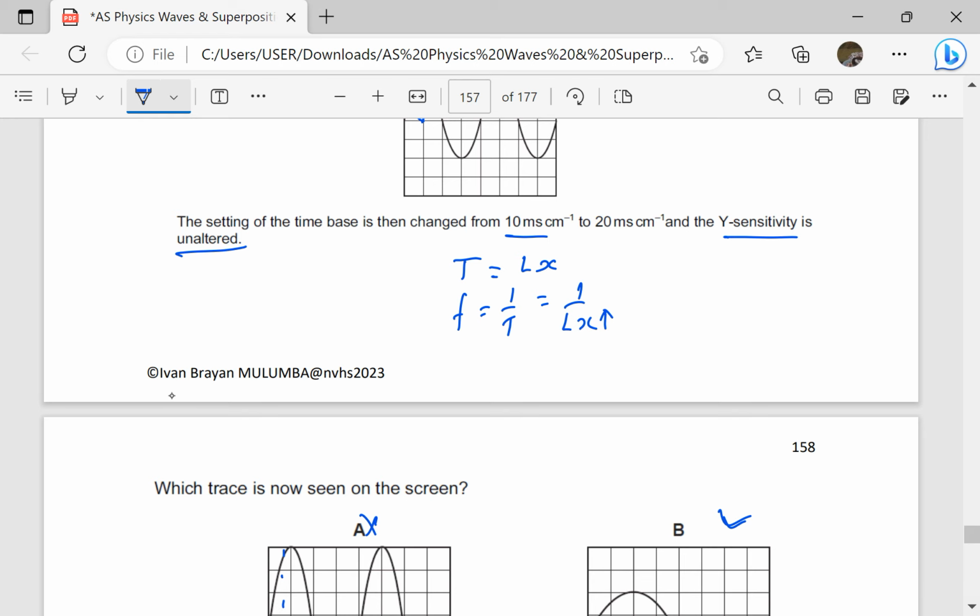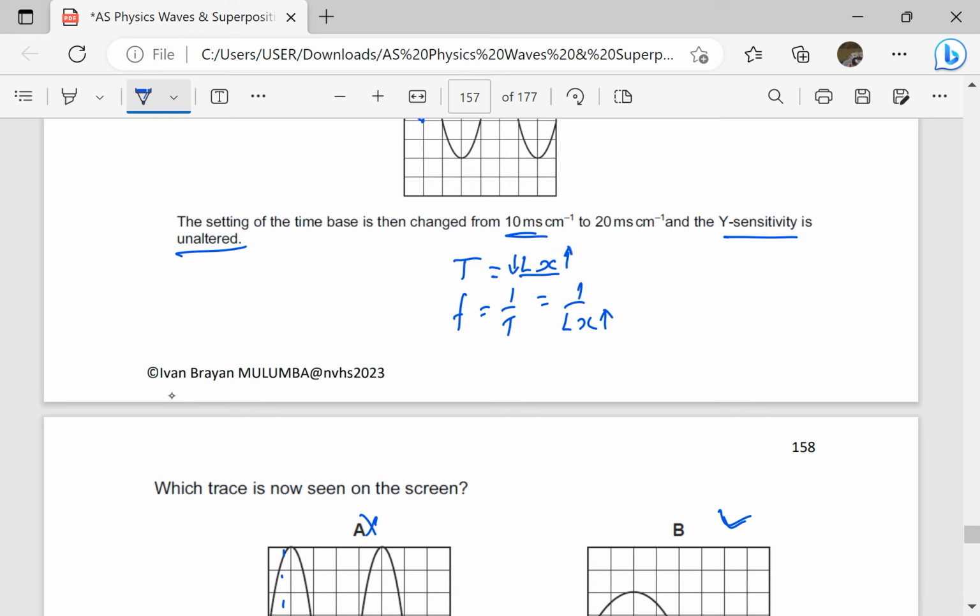The setting of the time base is changed from 10 milliseconds to 20 milliseconds per centimeter. So X has been increased from 10 milliseconds to 20 milliseconds. Of course, when X increases, because frequency is inversely proportional to L times X, most likely it means L must decrease.